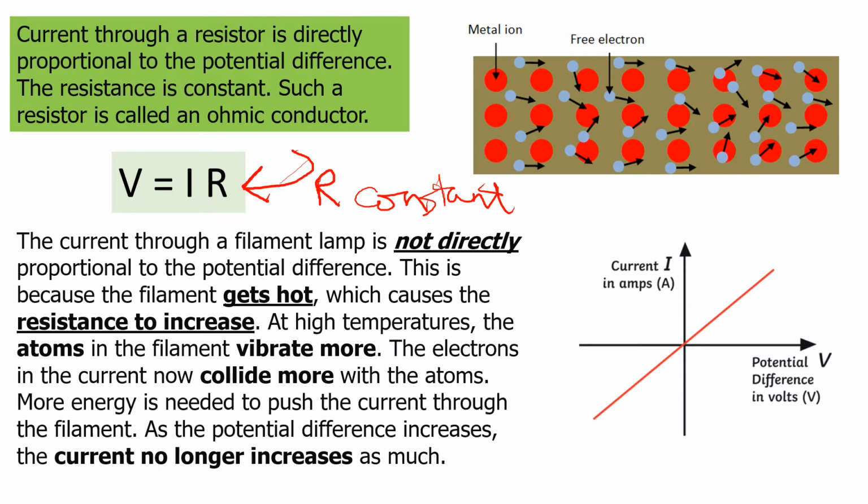The current through a filament lamp is not directly proportional to the potential difference. This is because the filament gets hot, which causes the resistance to increase. At high temperatures, the atoms in the filament vibrate more. The electrons in the current now collide more with the atoms. More energy is needed to push the current through the filament. As the potential difference increases, the current no longer increases as much. On the right hand side, this is the V equals IR graph. So this is when it obeys Ohm's law.